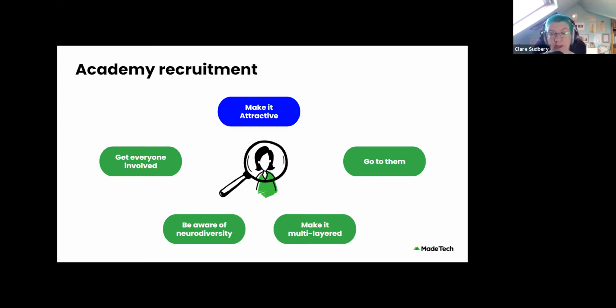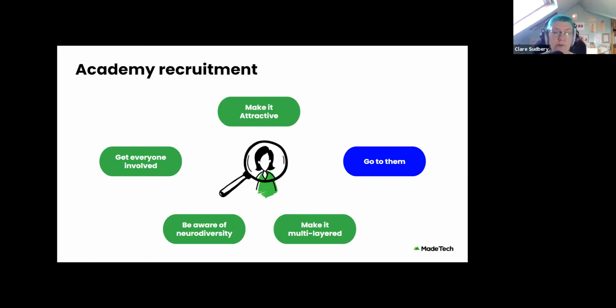Another thing that we do to make it desirable is that we share resources all the way through the process. So we point them at places that they can go to learn more, whether or not they're successful with us. We give them support in preparing for our interview process and finding resources to help them get ready for that. So that's the first principle, that we're making it attractive for them.